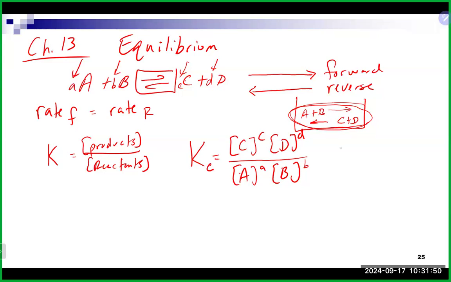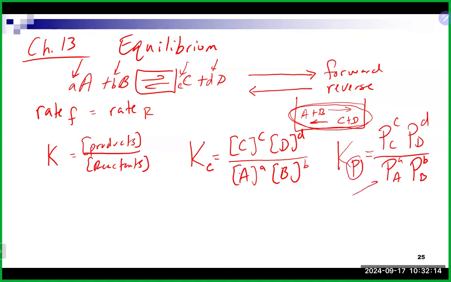Also, if we had gases involved, we could do the same sort of equilibrium with pressures. This is what is known as the Kp. This would be the partial pressure of C to the c, and D to the d, divided by the partial pressure of A to the a and B to the b. Again here, Kp for pressure. Typically, if you're doing an equilibrium calculation involving pressures, atmospheres is the unit you want to use, the standard unit of pressure.